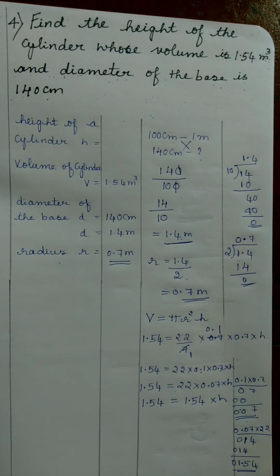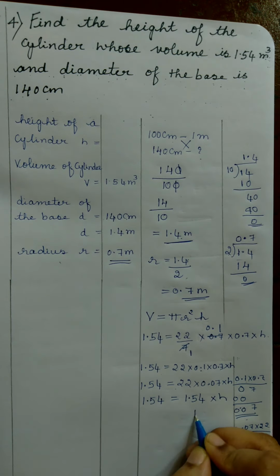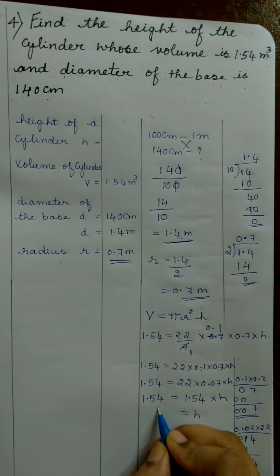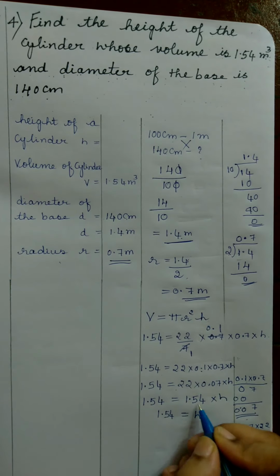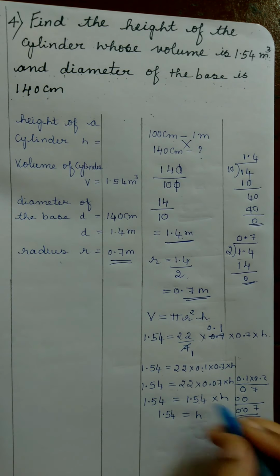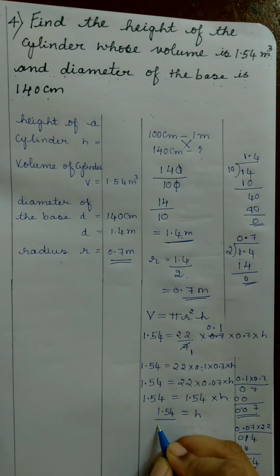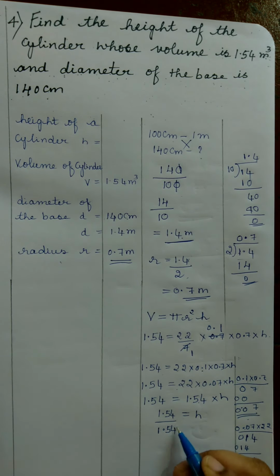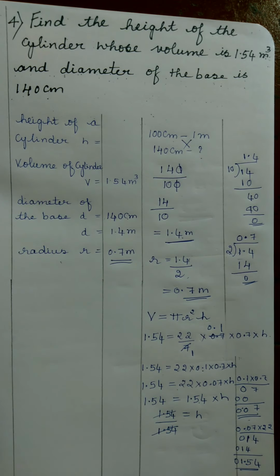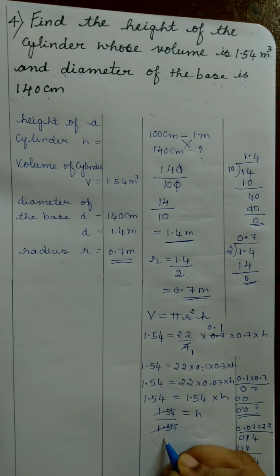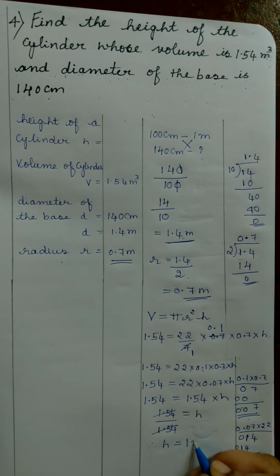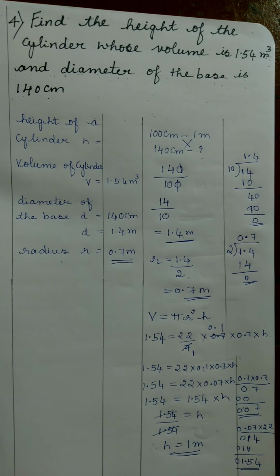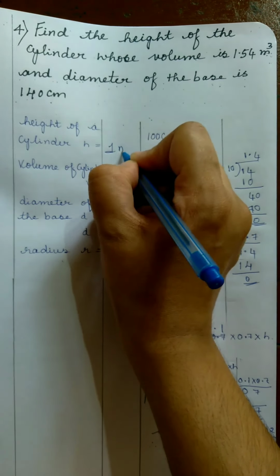We need to find out the value of h. Therefore h is equal to 1.54. This number, while coming to the left side, becomes divided by 1.54. Therefore 1.54 gets cancelled, the remaining value, therefore height is equal to 1 meter. Therefore the height of the cylinder h is equal to 1 meter is the answer.